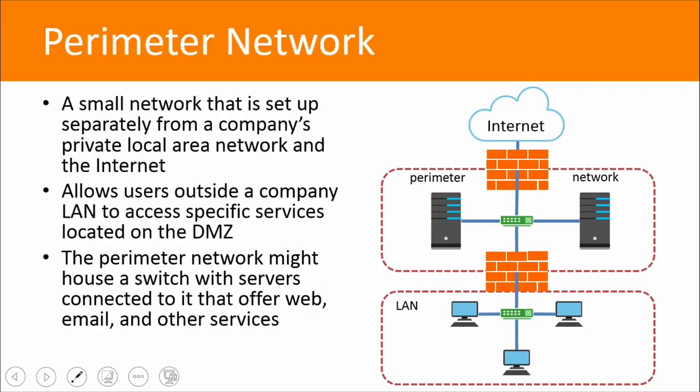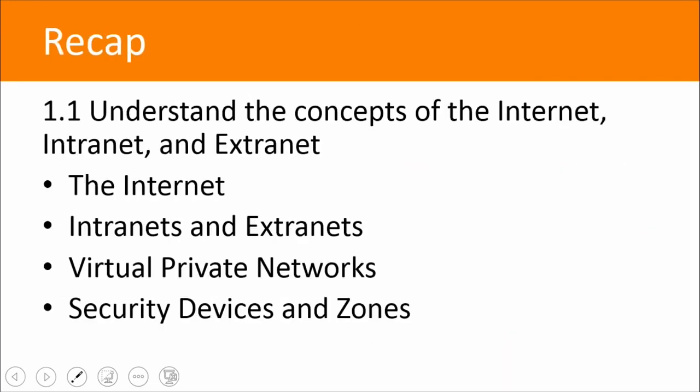All right. And just to quickly recap what a perimeter network is, I know that we already discussed this in a previous module, but a perimeter network, once again, is just a small network that's set up separately from a private local area network and the internet. It sits in between a local area network and the internet, more specifically. And this allows users outside a company to access specific services located in the demilitarized zone. They might house a switch with servers that offer web, email, and other services. So just a couple of things to keep in mind there. But this is also a great way to secure your data while also maintaining and providing access to others to important services.